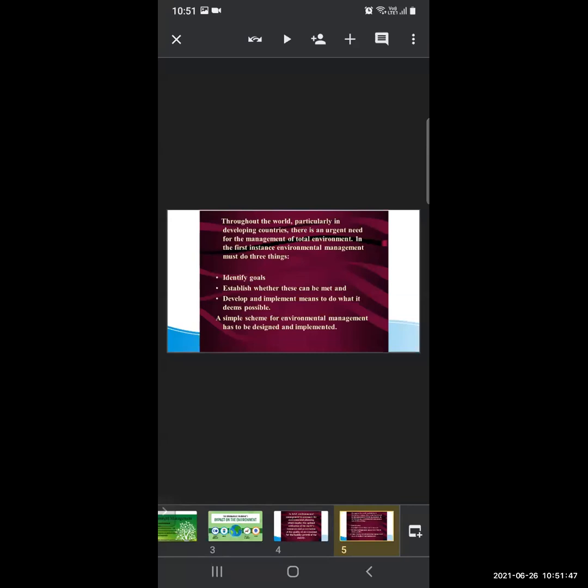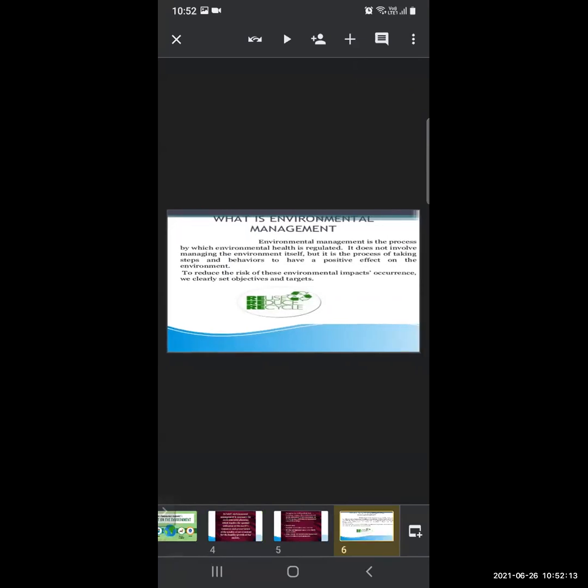If we are starting anywhere, we have to do the planning. What are the things that are necessary? We have to do the planning, then we have to design and implement. So it should not be just on papers and acts. We should personally follow, and we have to keep making other people aware also.